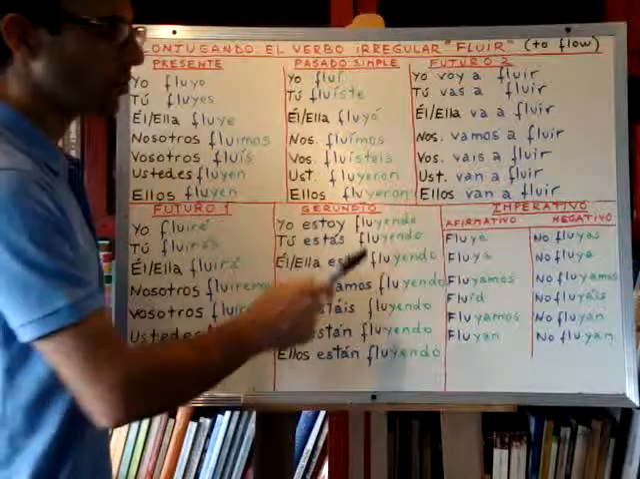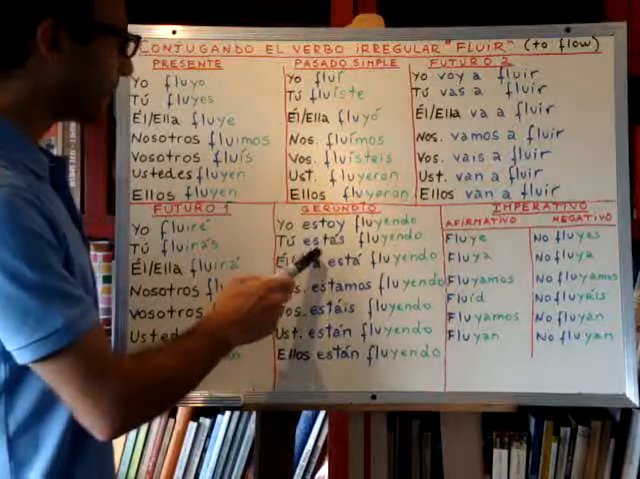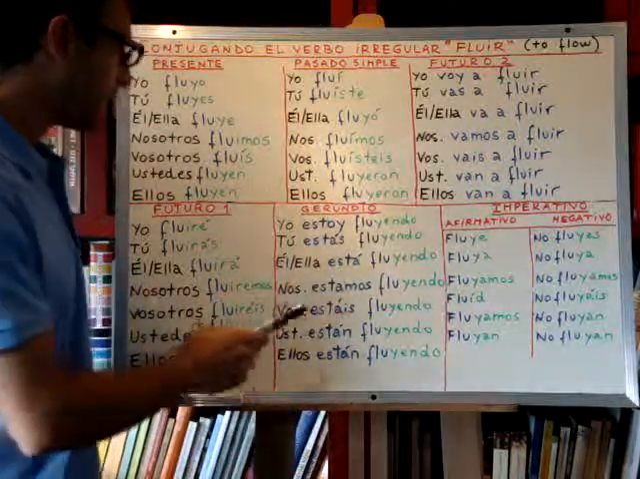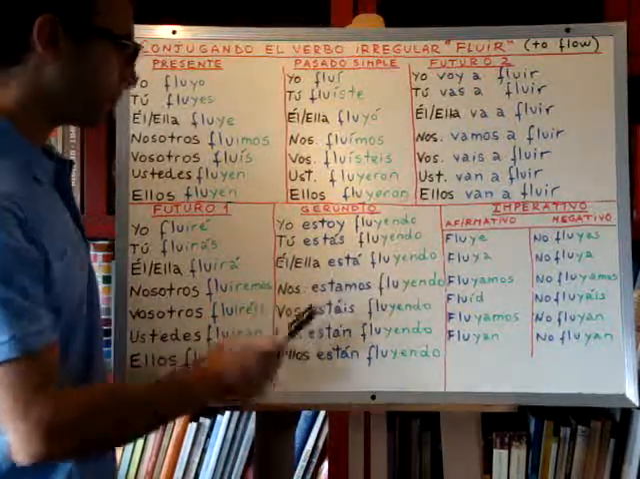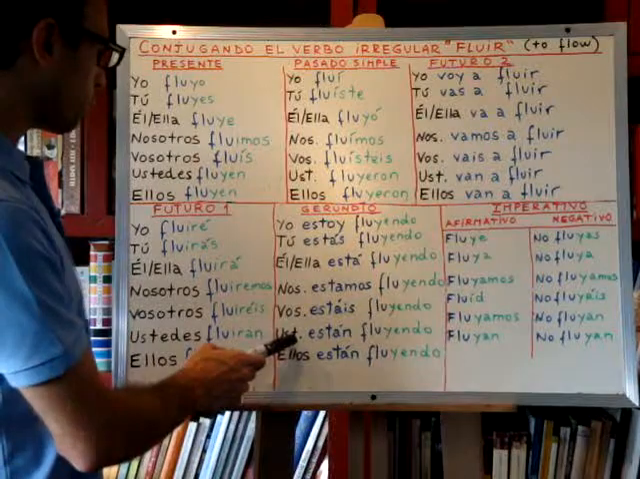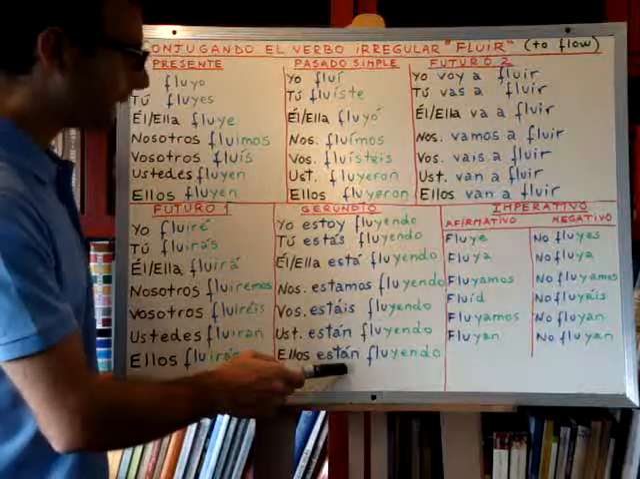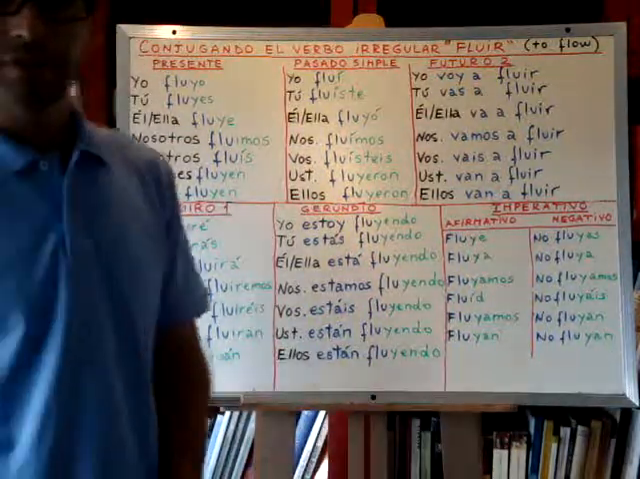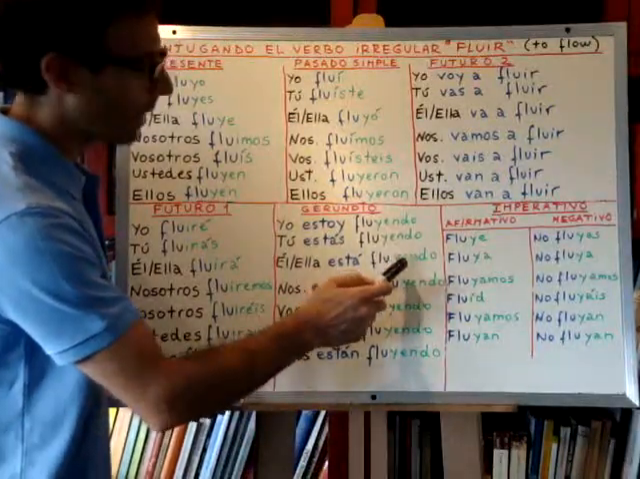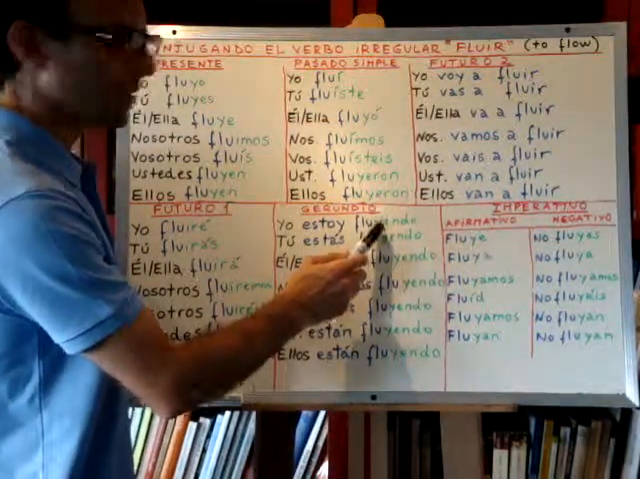Yo estoy fluyendo. I am flowing. Tú estás fluyendo. You are flowing. Él está fluyendo. Nosotros estamos fluyendo. Vosotros estáis fluyendo. Ustedes están fluyendo. And ellos están fluyendo. Fíjense que aquí hemos cambiado la I latina por la Y. Note how here we have replaced the I for a Y.